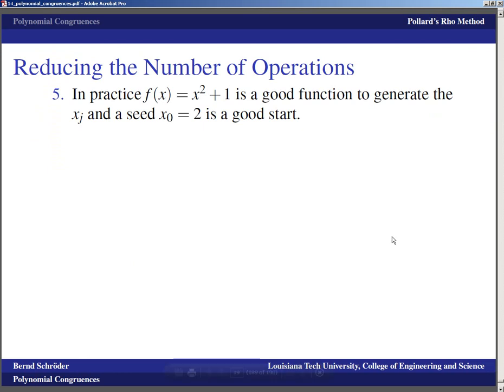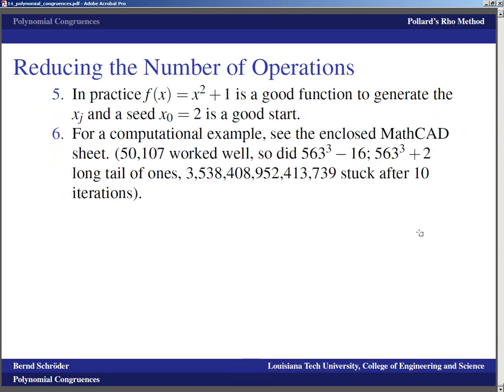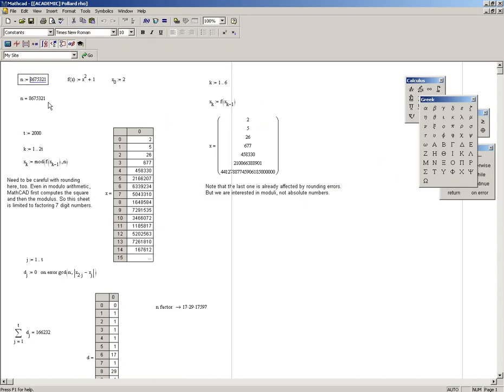So let's take a look. I made a little note to myself here on the slides: 50,107 worked well, and so did these other two numbers. Let's look at 50,107 real quick. That's of course a smaller number than this one. You can see here in the factorization that it has nastier prime factors, right? And the Pollard rho method, still in 5 steps, actually produces the uglier of the 2 prime factors.